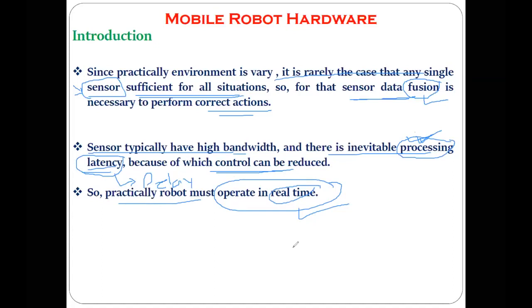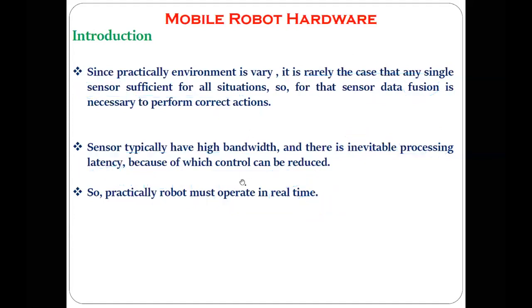No. So real time in the sense, as soon as you get the data, the processing should happen at that instant only, without any fraction of delay. Understood. But delay is always there. Inevitable means we cannot avoid such kind of fraction of delay. That is the meaning of inevitable. Okay.